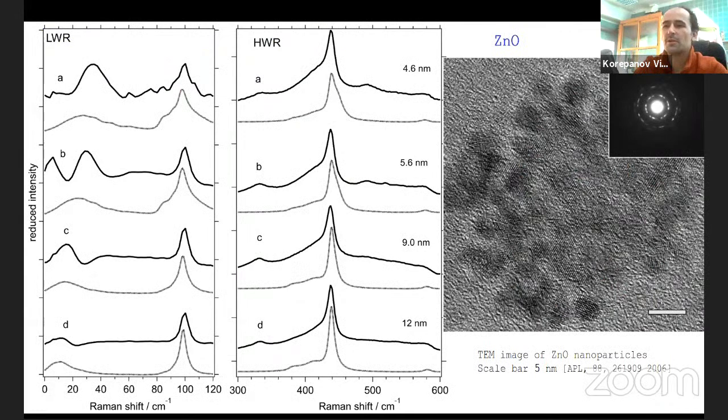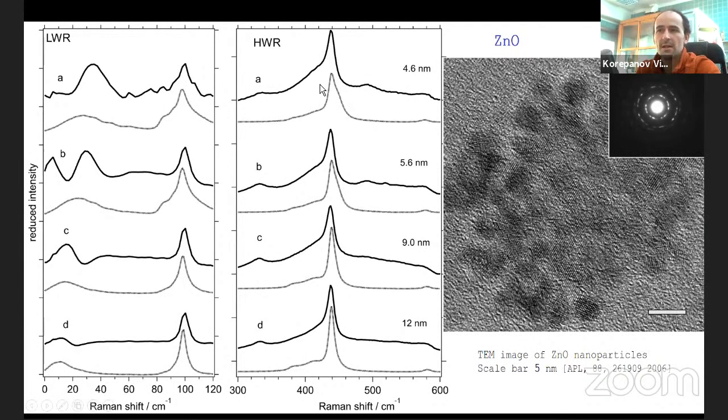So how it looks when we compare the experimental spectra with the calculated data, it is on this page. So we have a low wave number region and a high wave number region, two regions. And this kind of size dependence, especially in the low wave number region, localized acoustic phonons, is actually very well reproduced by the calculations. The high wave number region for zinc oxide is very special, and it cannot be analyzed.